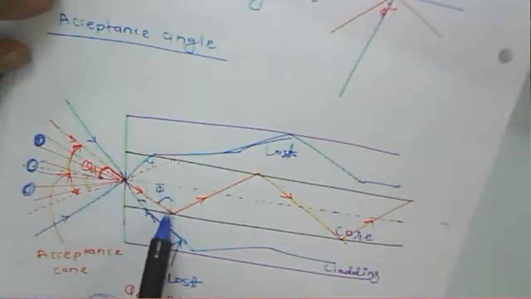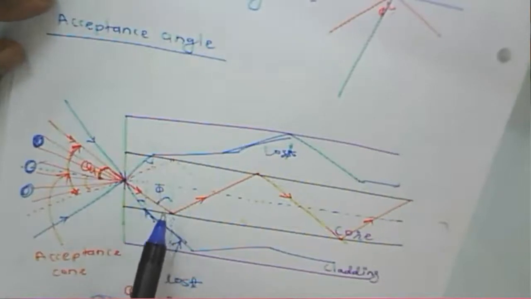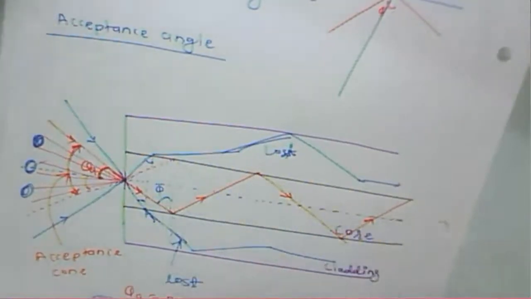Whichever light is propagating through the fiber, if that incident light makes a ray angle greater than the critical angle, then your signal propagates through the fiber. That is called the acceptance angle. So you should always remember what we mean by this acceptance angle.